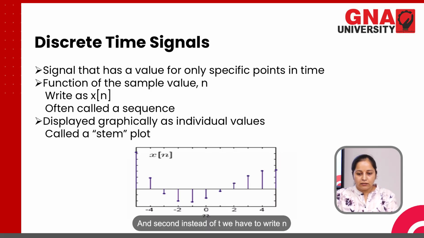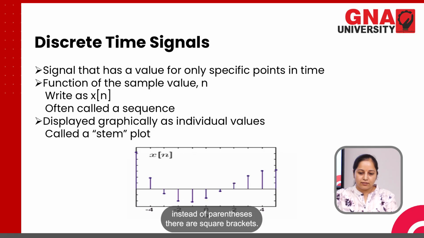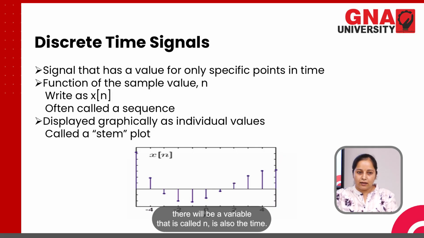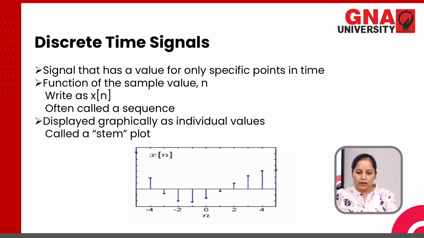And second, instead of t, we write n. Instead of parentheses, there are square brackets. And on the x-axis, instead of t, there will be a variable called n. n is also the time.